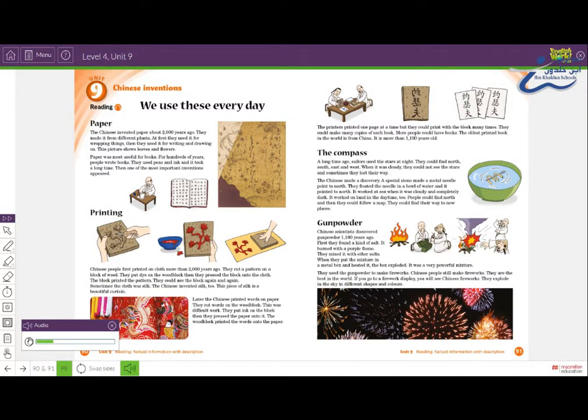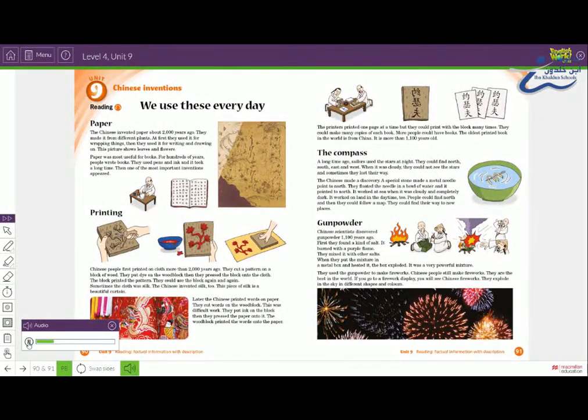Okay, let's move to the second paragraph. Before dealing with the second paragraph, you have only 2 questions. Try to find the answer for them. The first question on the second paragraph is, what did the Chinese first print on? Question number 2. What 2 things did they use for printing on paper? Okay, listen and read.